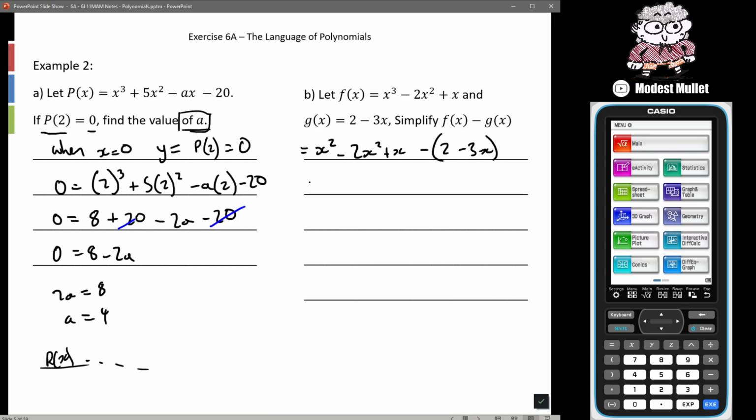So we are going to get x cubed, take away 2x squared, and then we have a plus x, take away, so looking at x and the 3x, x take away negative 3x, that's like adding. So we're going to get plus 4x take away 2. And there we go. That's how easy it is to actually add and subtract polynomials. It's just a matter of looking at things that have the same powers, and they're your like terms.